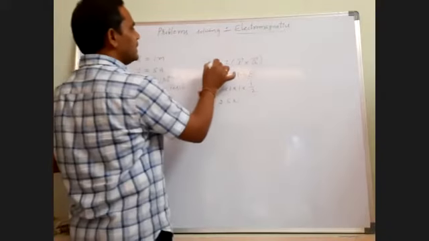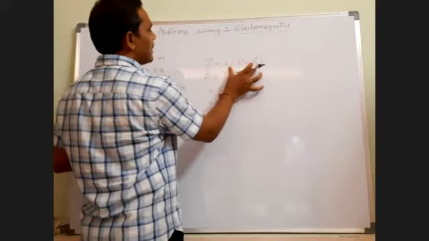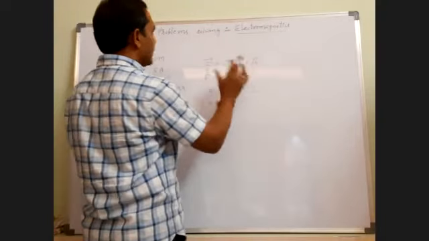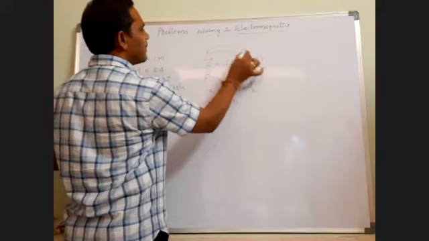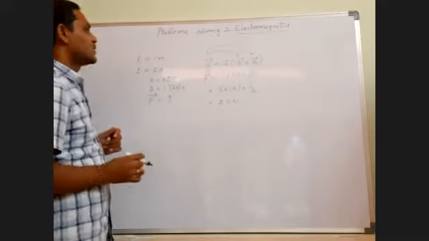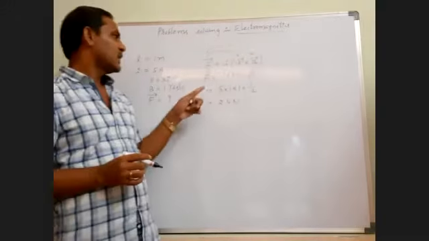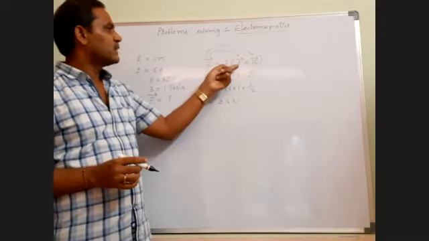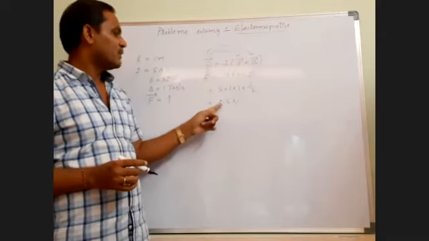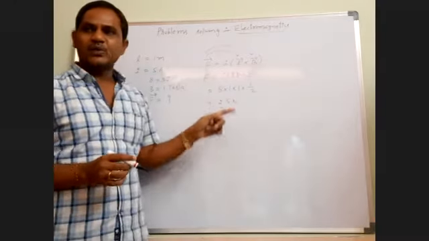Here F bar is equal to I into L bar cross B bar. From this you can tell the direction. Here F bar is perpendicular to L bar and also perpendicular to B bar. So the direction of force is perpendicular to the plane containing the vectors L bar and B bar, with the magnitude 2.5 newtons.